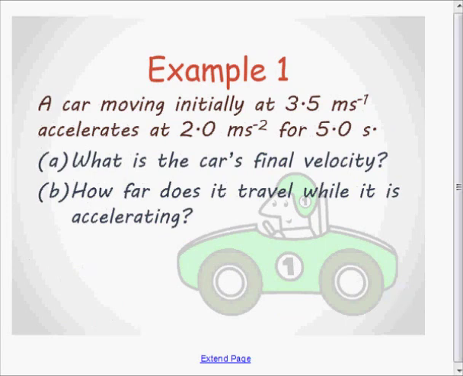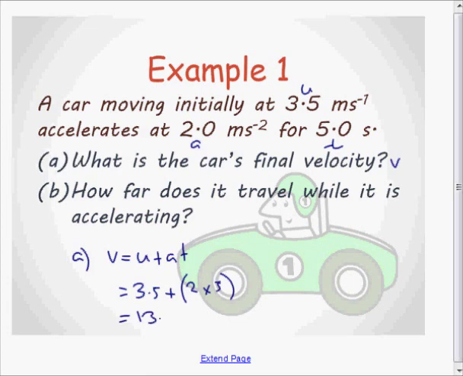So for example, a car moving initially at 3.5 meters per second accelerates at 2 meters per second squared for 5 seconds. What is the car's final velocity? We've got u, initial velocity, a, acceleration, and time is 5. So what's the final velocity, v? We've got v, u, a, and t, so I'll use the equation v equals u plus at. Substituting in the values, 3.5 plus 2 times 5, that makes 13.5 meters per second.